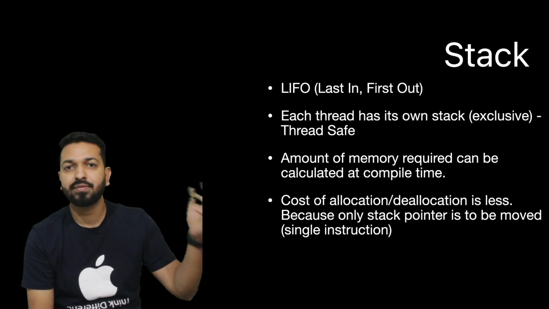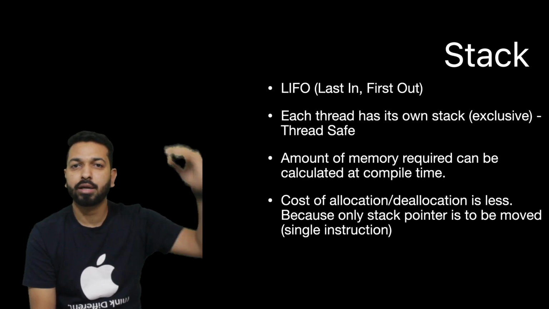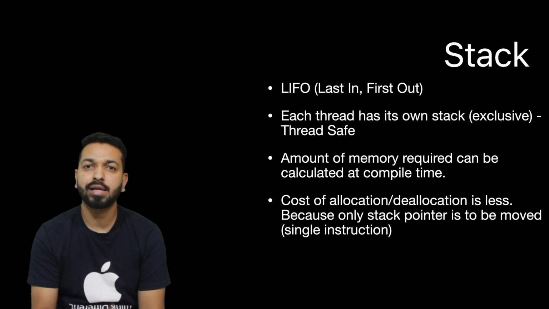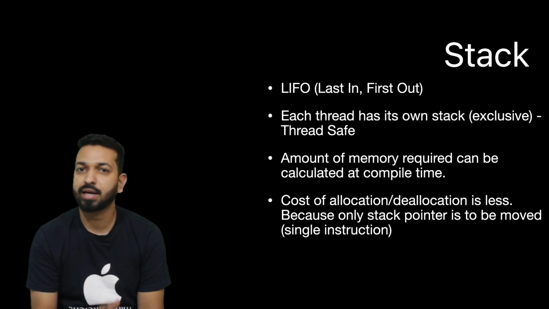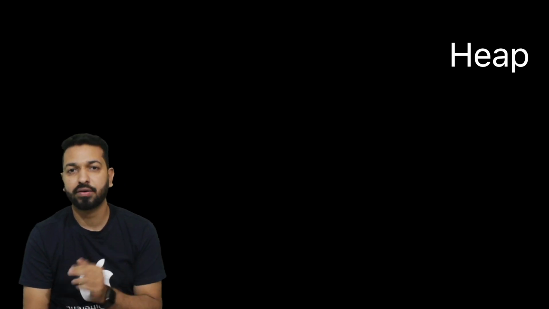And when the deallocation happens, the stack pointer will be moved back. This moving of the stack pointer up and down can be done by executing one single instruction, and hence the allocation or deallocation in the case of a stack is really fast. Now let's see the heap, which is used for classes or reference types.